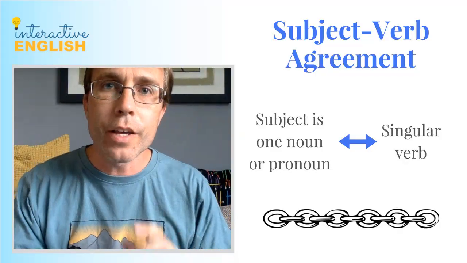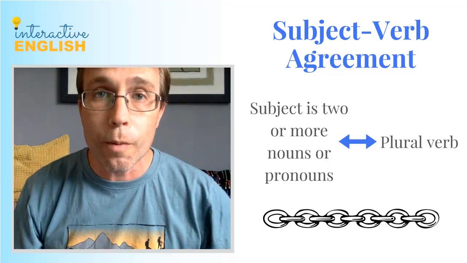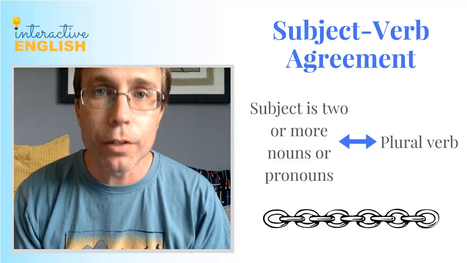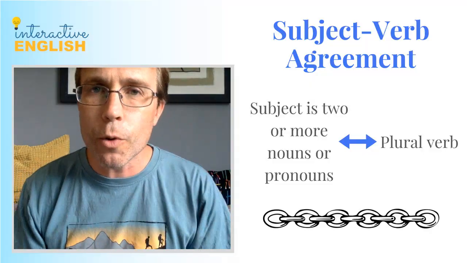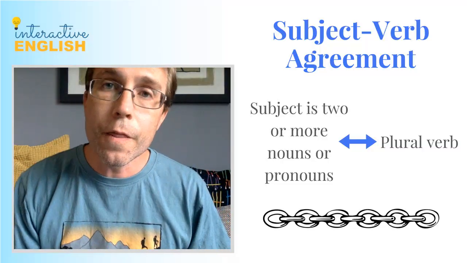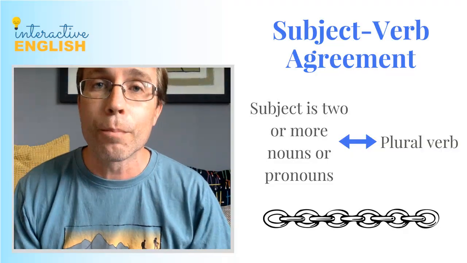All right? Now, if we're talking about a subject that is two or more nouns or pronouns, then we're going to use a plural verb. And when I think of two or more subjects, think of like we or they. We go, they go. So go, in the present simple, that would be our plural verb.